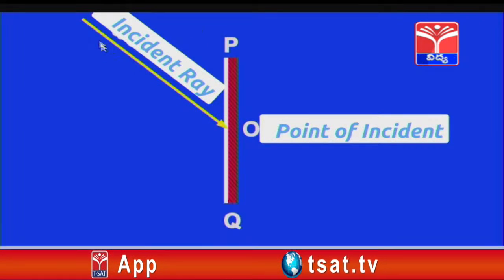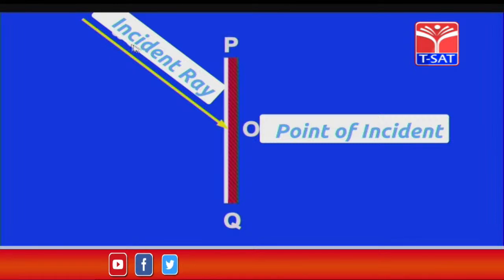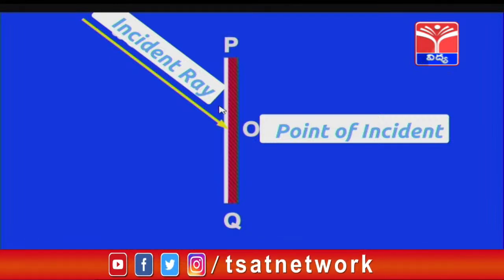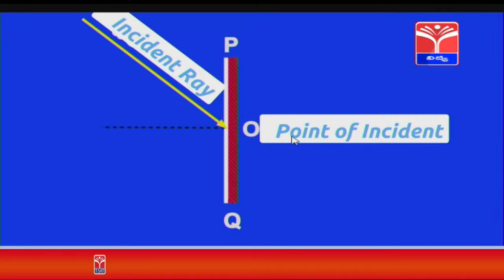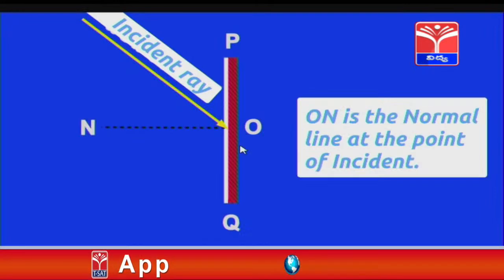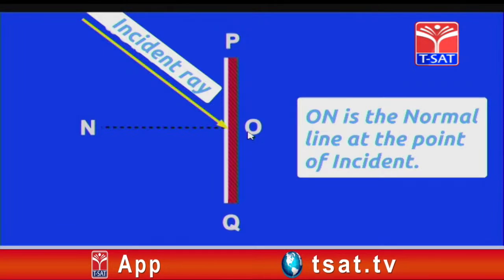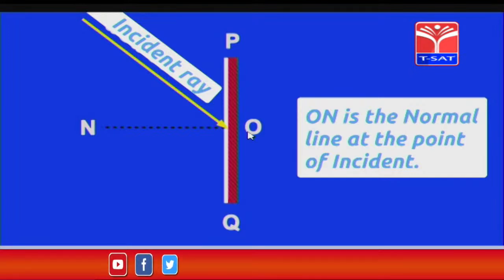A ray which is coming from the light source will fall on the mirror. This ray is called the incident ray at the point O. Here the point O is called the point of incidence. Now we are drawing a line from O to N which is perpendicular to PQ, called the normal.